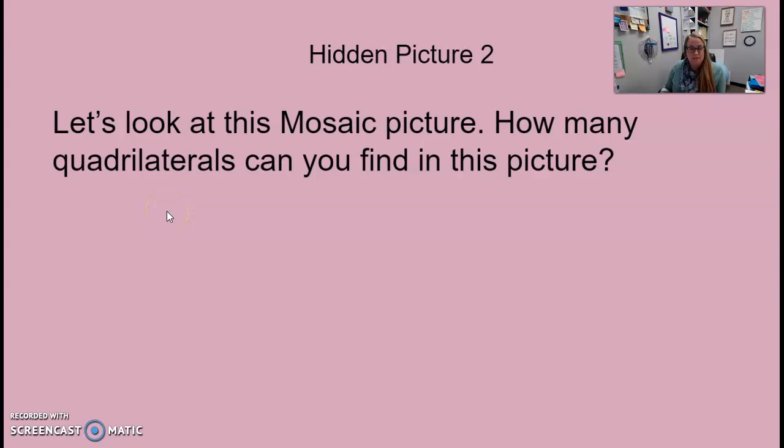Okay, we're going to do the same thing again. This time we're going to look at the mosaic and see how many quadrilaterals we can find. So before we look at it, help me remember, what's a quadrilateral? There's that really big word. Turn and talk to somebody. What's a quadrilateral?